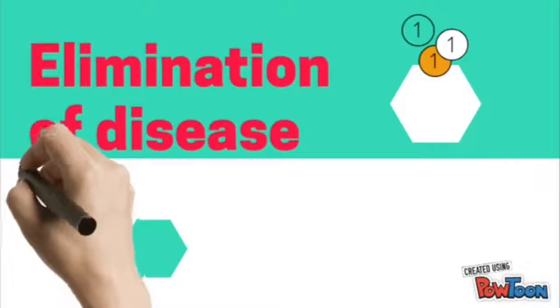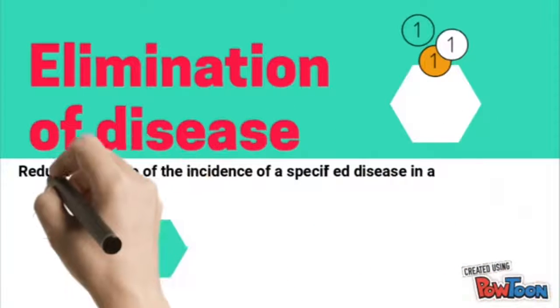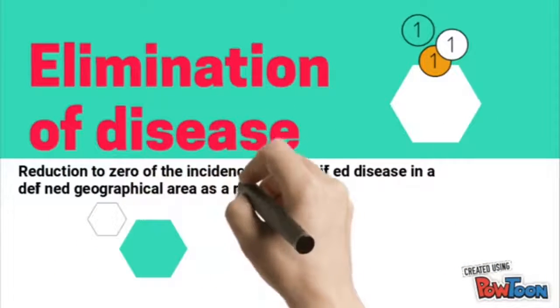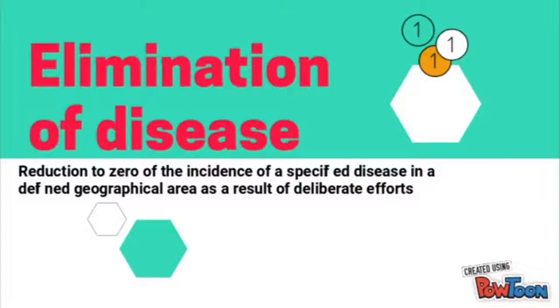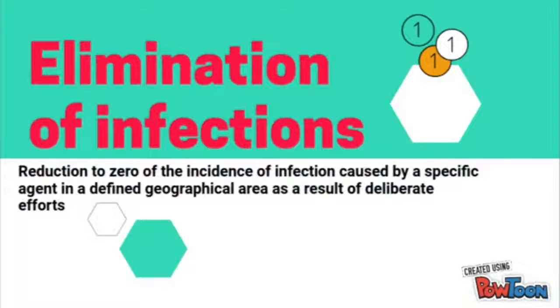Elimination of disease is the reduction to zero of the incidence of a specified disease in a defined geographical area as a result of deliberate effort. So, elimination of infection is the reduction to zero of the incidence of infection caused by a specific agent in a defined geographical area as a result of deliberate effort.